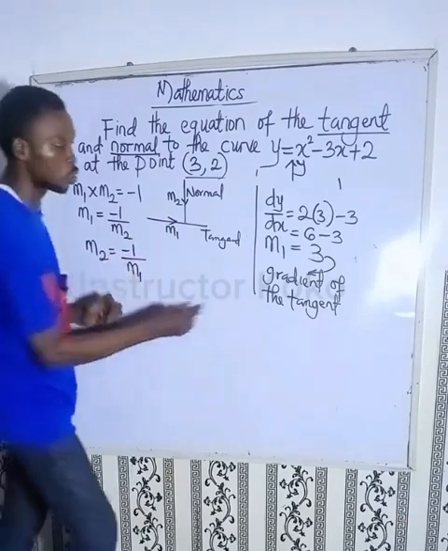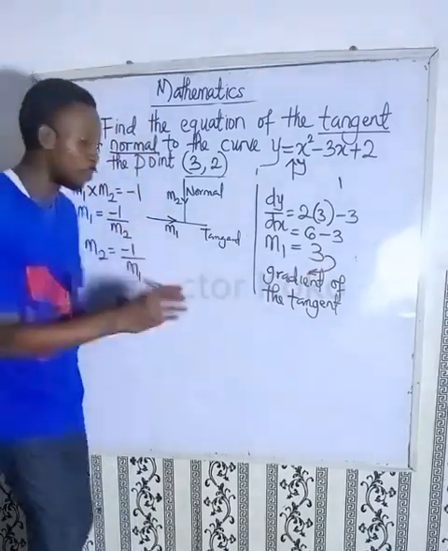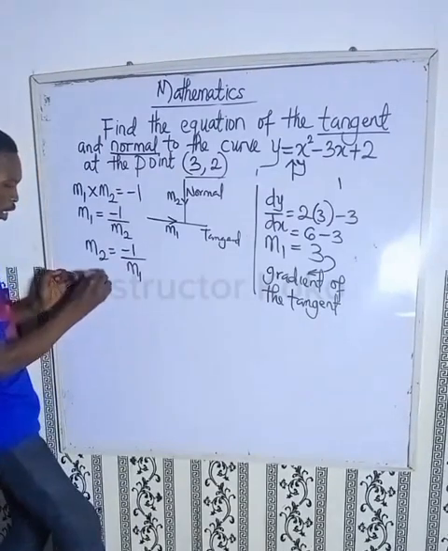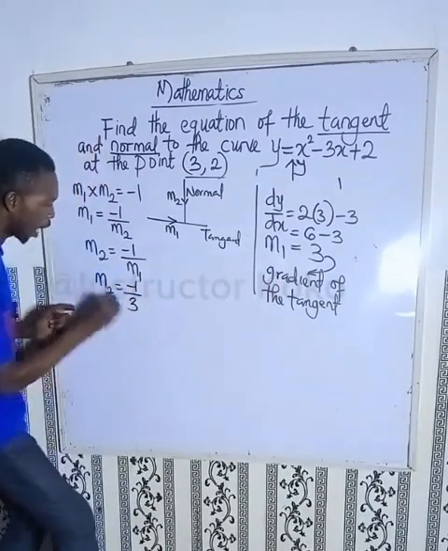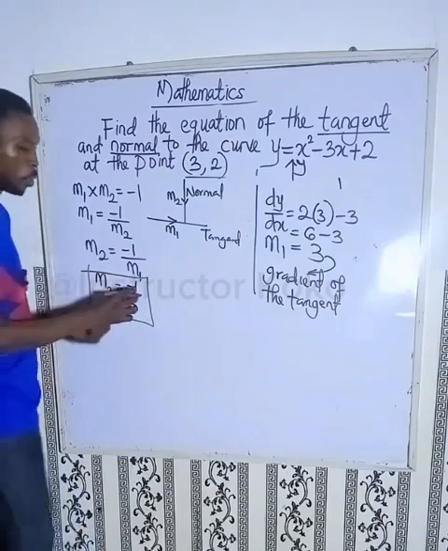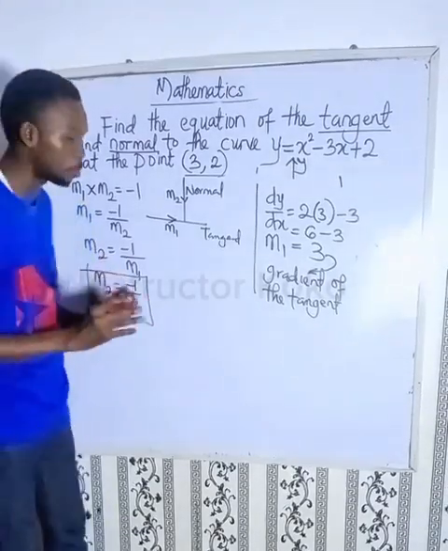In the same vein, the gradient of the normal is equal to -1 divided by the gradient of the tangent. So the gradient of the tangent has been given. That means that the gradient of the normal is equal to -1 divided by the gradient of the tangent. So yeah, the gradient of the normal is -1 divided by 3.